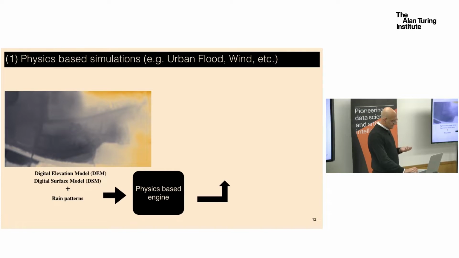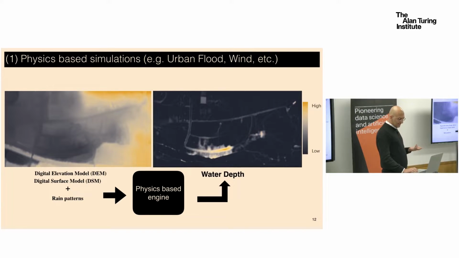What we have from the physics-based engine is very minimal, in fact, and it's beautiful because it's just a few equations, and then you just need a digital elevation model or a digital surface model. For example, in this case, for a certain region in Zurich, we need rain patterns, and we want to know the sensitivity of flood depending on this rain pattern. So that's the ideal setup.